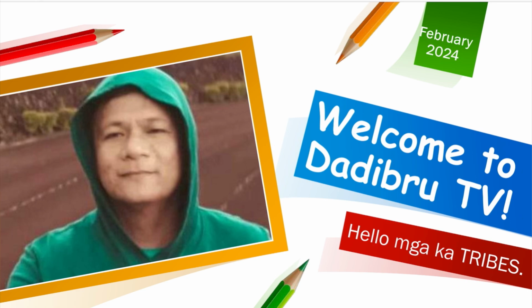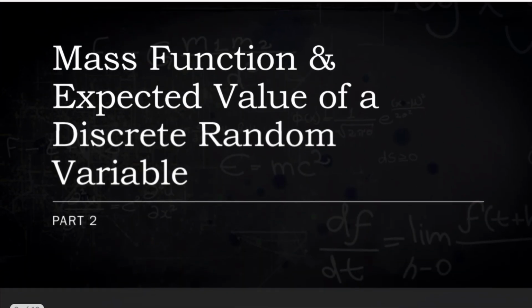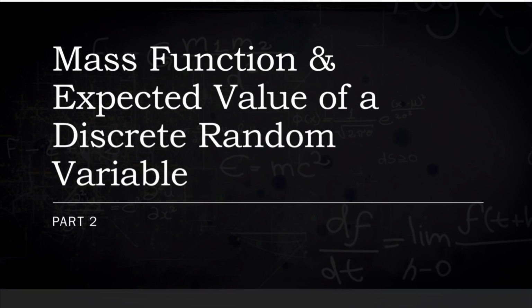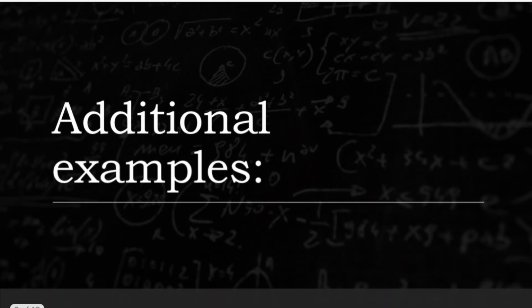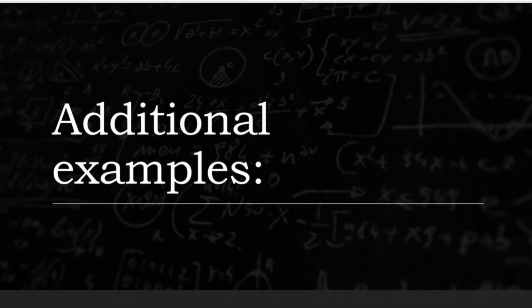For today's video, let's have part 2 of lesson 2, mass function and expected value of a discrete random variable. Now, let's have additional examples about PMF or probability mass function.